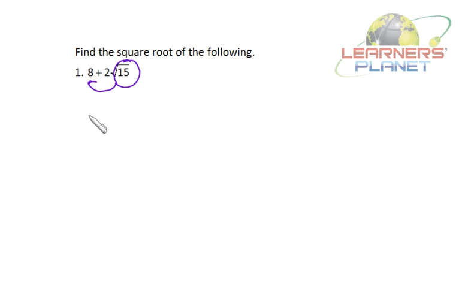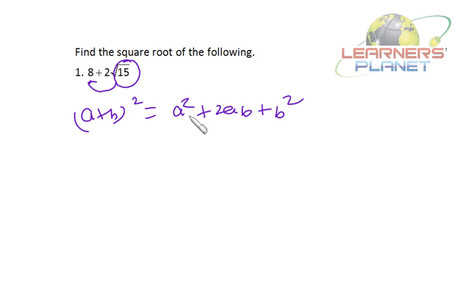Now we know a plus b whole square is a square plus 2ab plus b square. If you compare this term to this term, we get a square plus b square is 8, and 2ab is 2 root 15, so ab is root 15. Now we can think of two numbers whose product should be 15 and whose sum should be 8, and we can think of the numbers as 5 and 3.